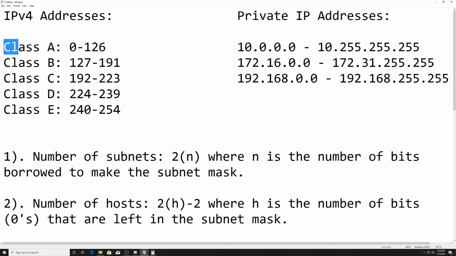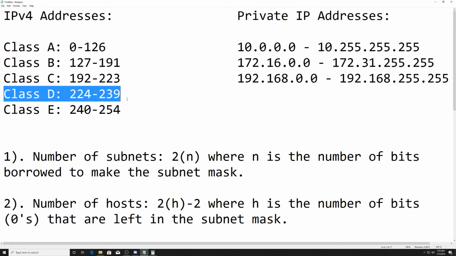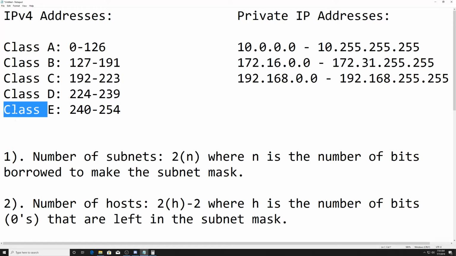So for example, within class A, you have 0 through 126. Class B, you have 127 through 191. And class C, 192 through 223. Class D, 224 through 239, which is your multicast addresses. And then you have your class E, 240 through 254, which is for experimental.